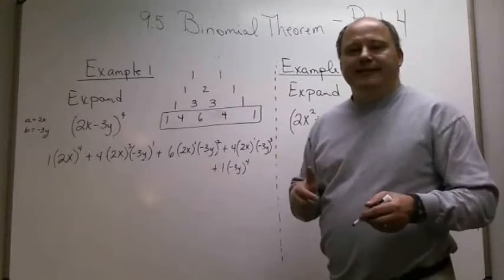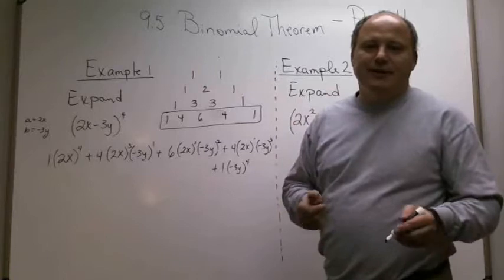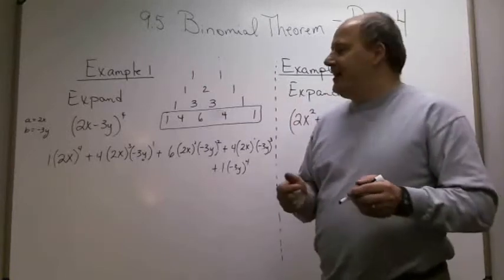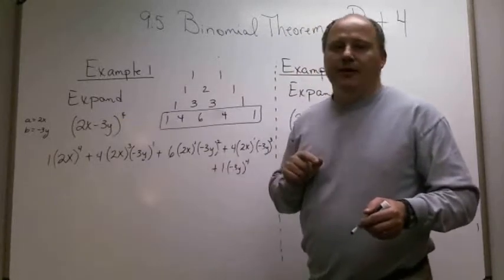So even on the expansions, it's not something that you can do just like that. It's not something you can do really fast. But at the end of the day, it's still quicker than having to multiply out (2x − 3y)^4.